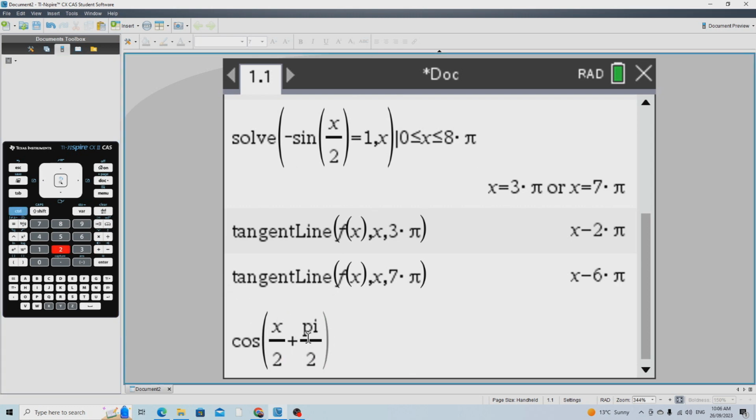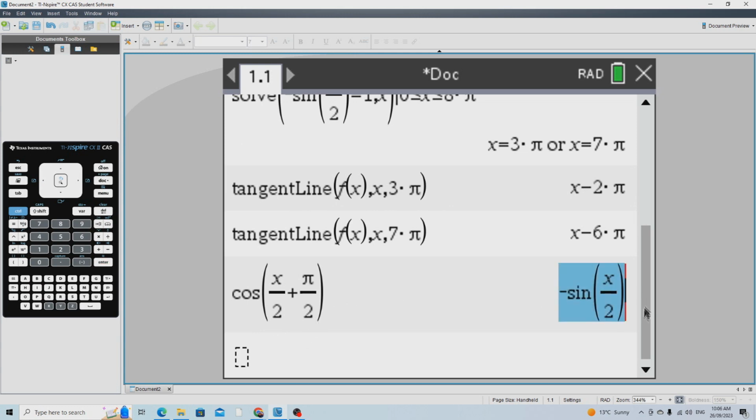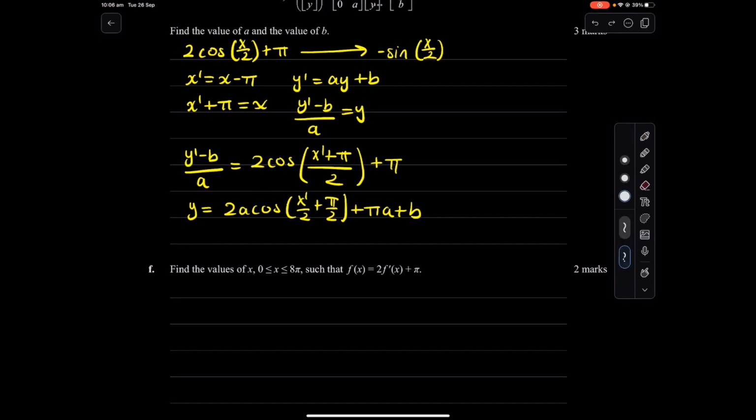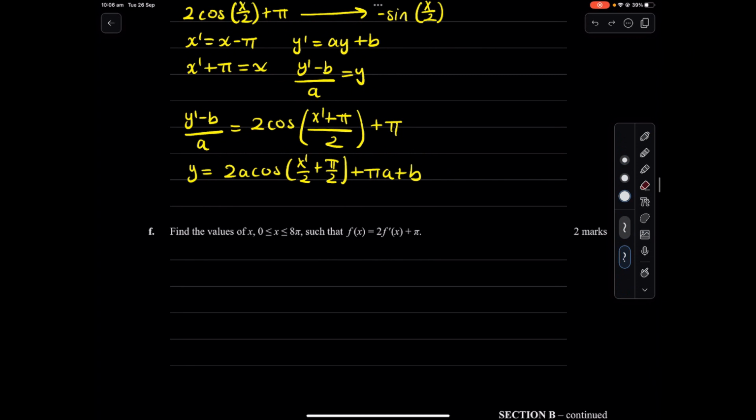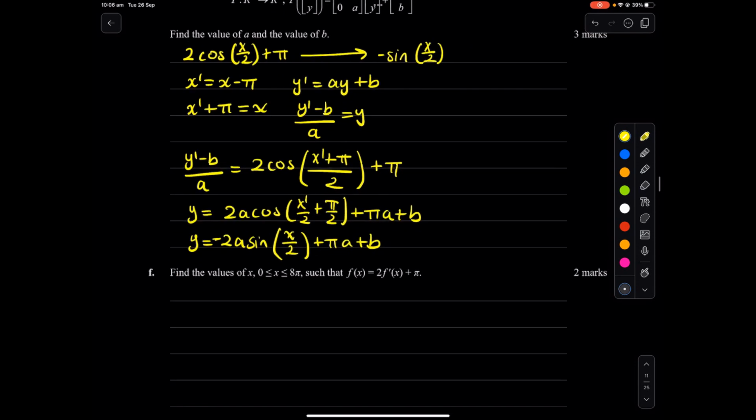So plus pi over 2 gives us negative sine x over 2. Let's write that down. We can rewrite this as y equals negative 2a sine x over 2 plus pi a plus b. Now, this looks very similar to this, so now we can equate some coefficients.